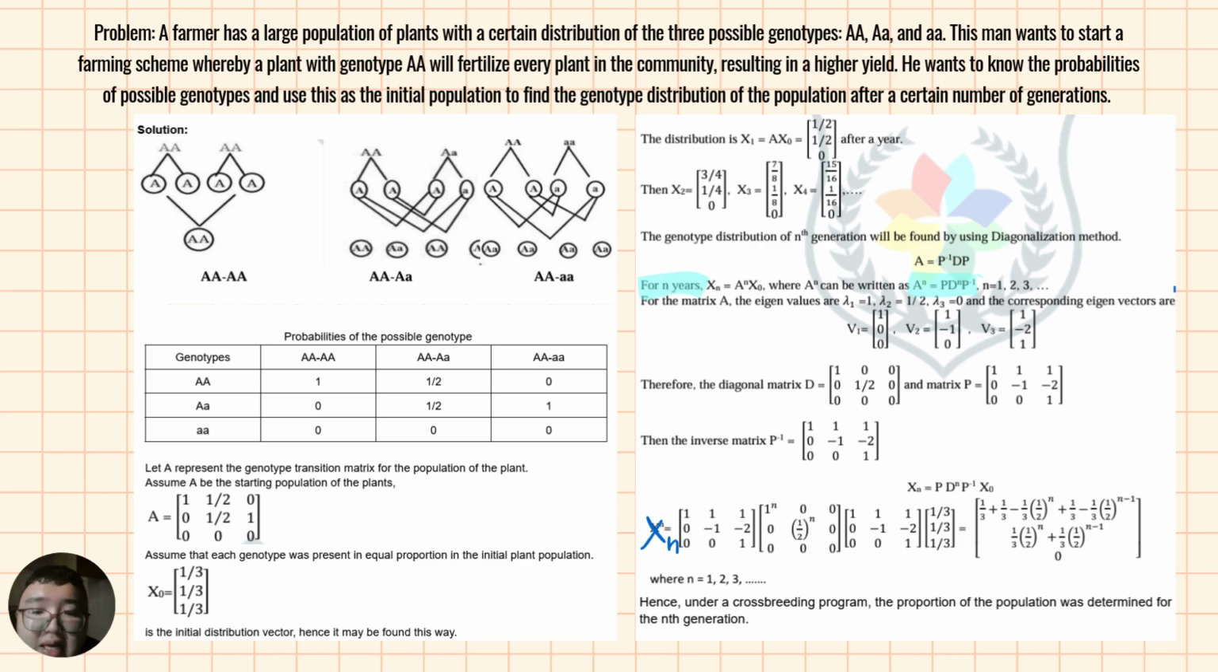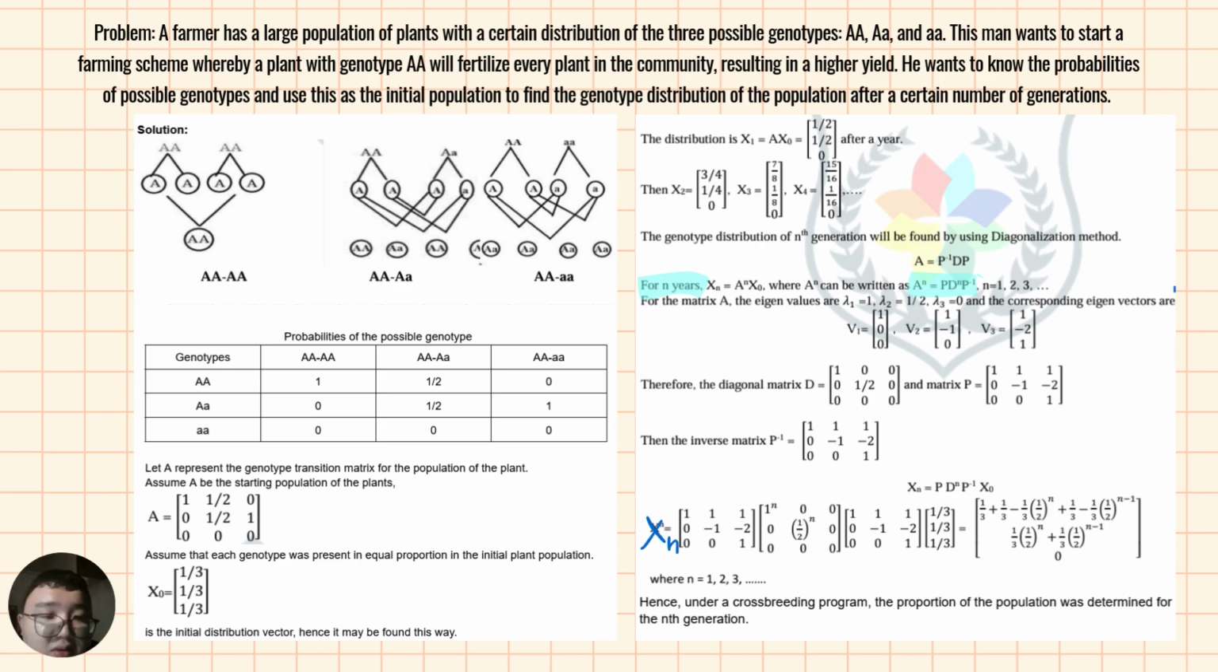After the crossbreeding, we can get the probabilities, and then we can write them in matrix form, which is the matrix A, representing the genotype transition matrix. We can compute x naught by assuming the genotypes are present in equal proportion. And X1, X2, X3, X4 can also be computed by using the formula from the previous slide.